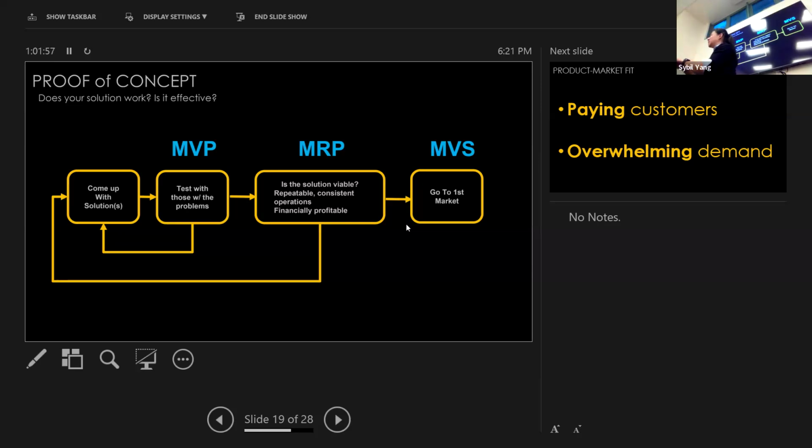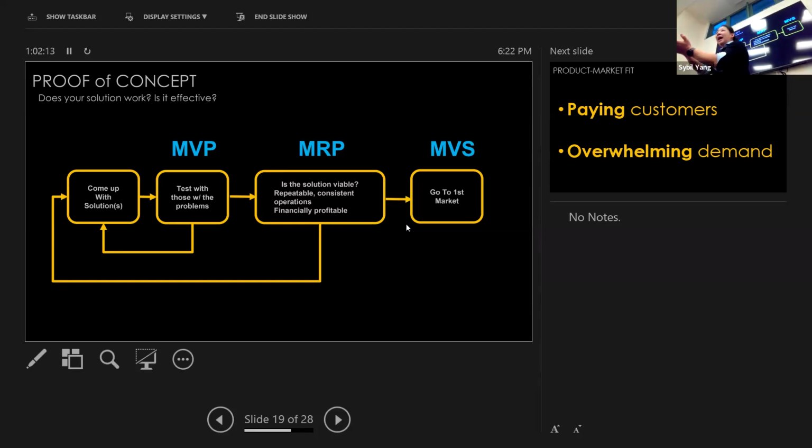So if it relies on some magical algorithm, does the algorithm actually churn out what you expect it to churn out, right? That's one thing you have to prove. And then the second thing is, okay, it churns out what you think it's going to churn out.